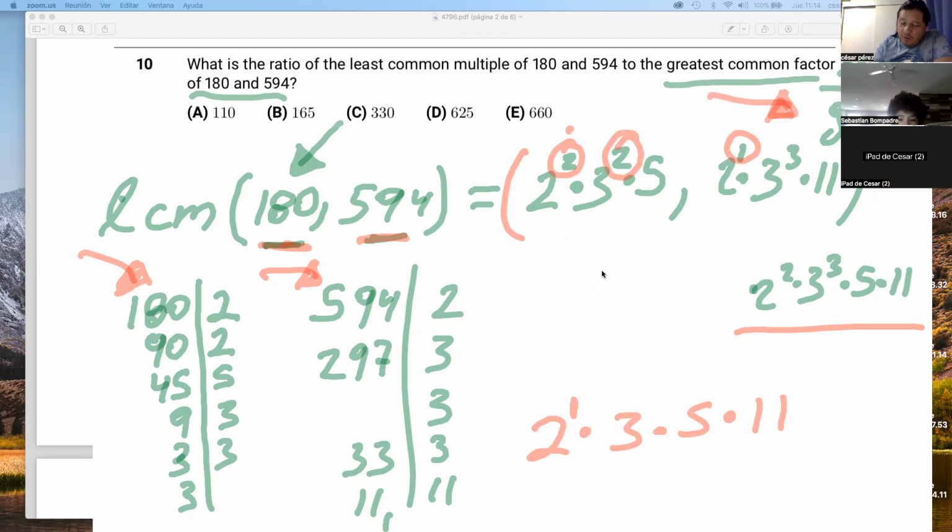Here we have 2 and we have 3. We are going to use the smaller. Okay? Here we have 1 and we can see this as if we have a 5, but 5 to the 0. So we are not going to use this. And we are not going to use this. Do you understand the idea?